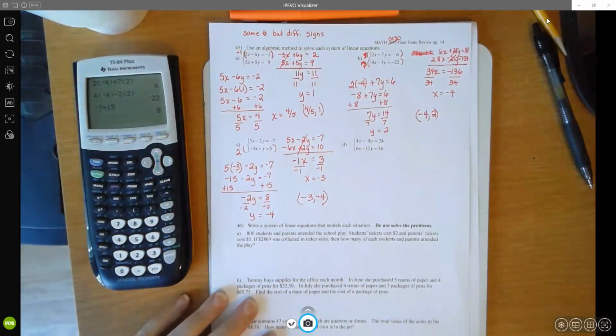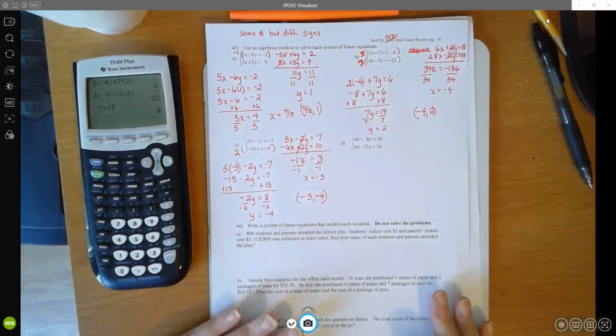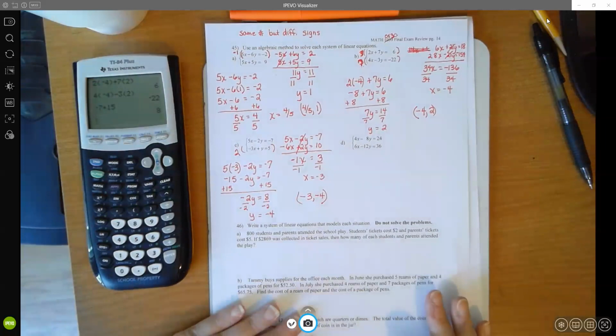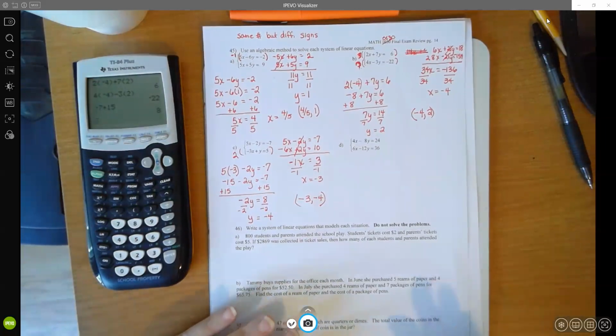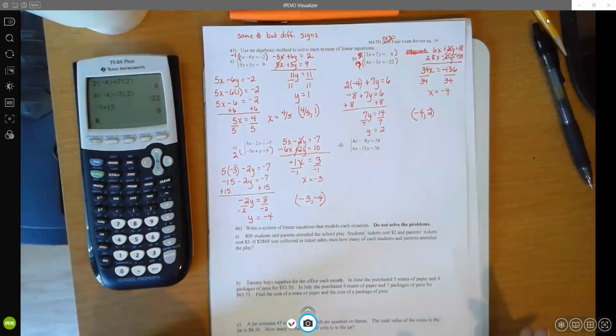Okay, as we look at this, we're up to letter D, 45D. We have 4x minus 8y equals 24, and 6x minus 12y equals 36. So as we look at the x's and the y's, in this case it doesn't really matter whether we choose our x's or the y's. I'm going to choose the x's because they're a little bit smaller. The 4 and the 6 are smaller than the 8 and the 12. And in this case, I don't want to choose 24.